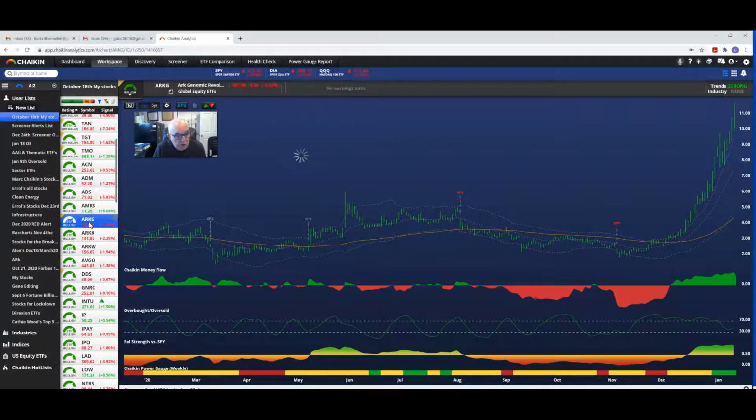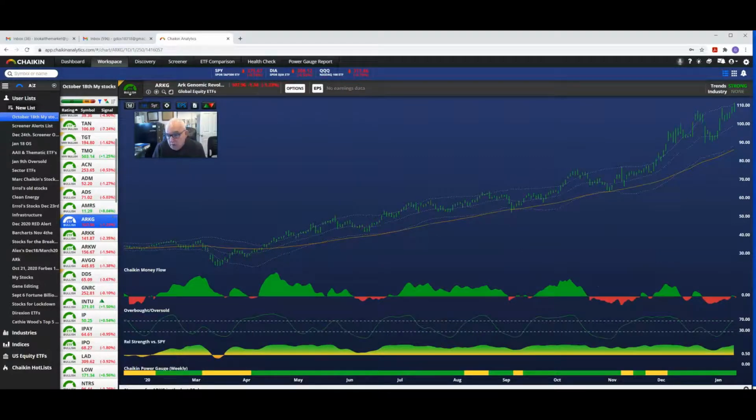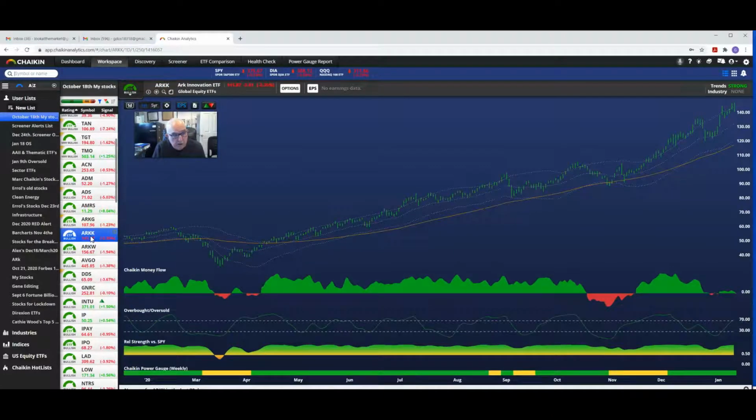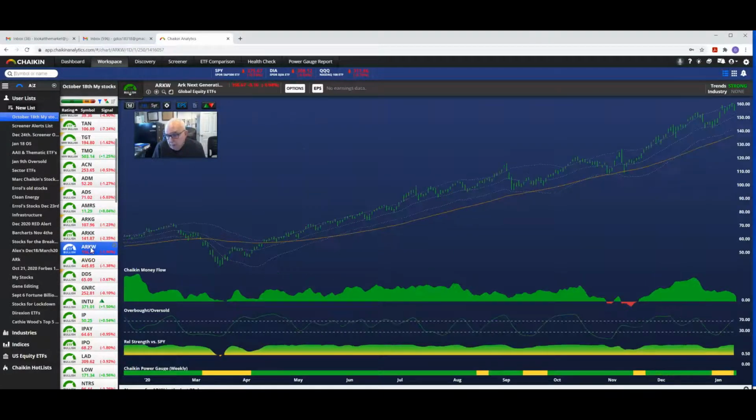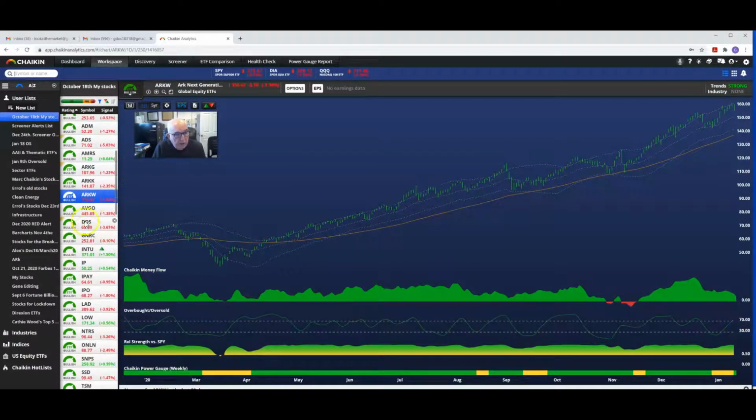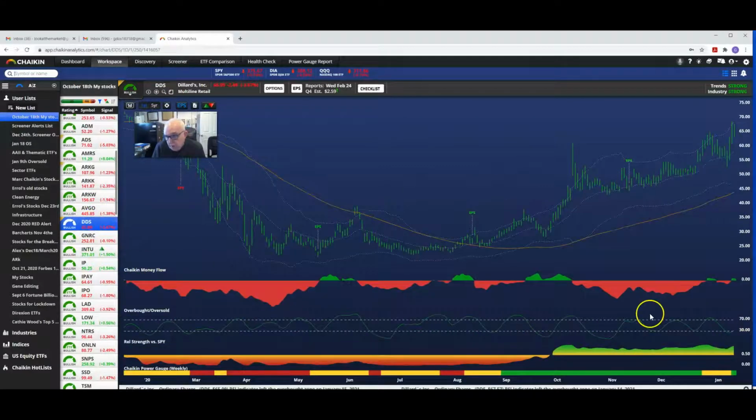Now I want to show you what I'm seeing on the ARKs. The ARKs are becoming overbought, but I still own these three: ARKG, ARKK, and ARKW, and you could see they're all in the same overbought position. Okay, now here is one that is oversold, I think. DDS, this is Dillard's, and it's oversold. And money flow is weaker, but not bad. And relative strength has ticked up and has become bullish rather than neutral. So that's one to put on our radar, on our list.